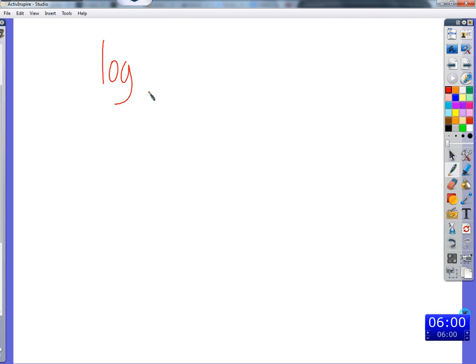Log base 4 of 1 over 16. Figure out what this is. This is an exponent of 4 that will give us 1 over 16. -2.